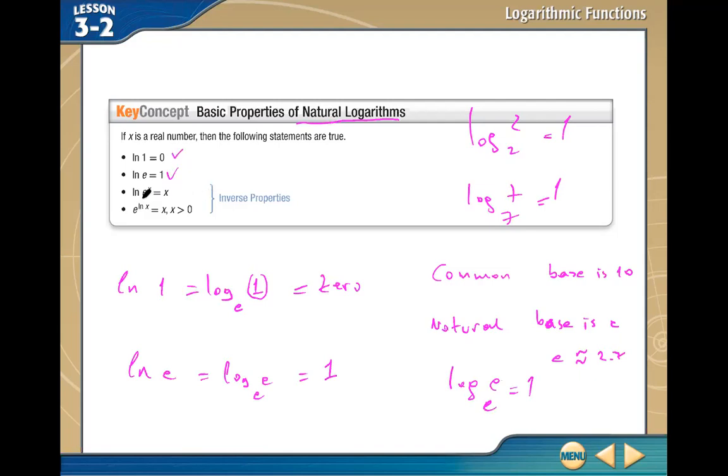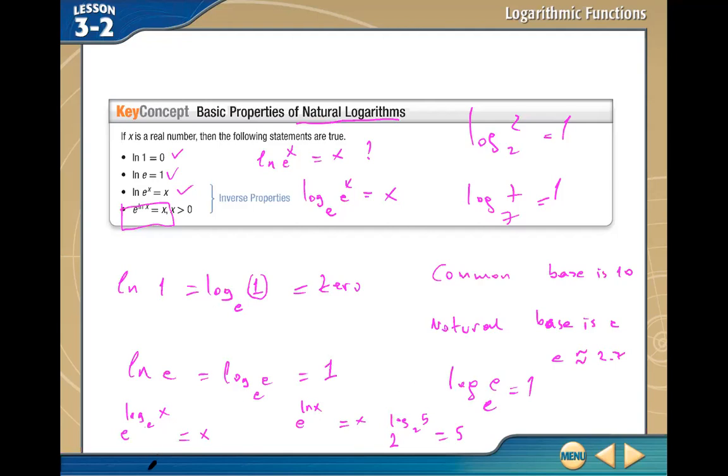Now, ln e to the power of x is equal to x. Why? Simple. ln means logarithm to the base e, of e to the power of x. And so our rule says log b of b to the power x, so the result is directly x. And then e to the power of ln x, we use so often, okay? e to the power of ln x directly is equal to x. The reason is this: ln means logarithm to the base e, so the result is x. Like 2 to the power of log 2 of 5 is equal to 5.